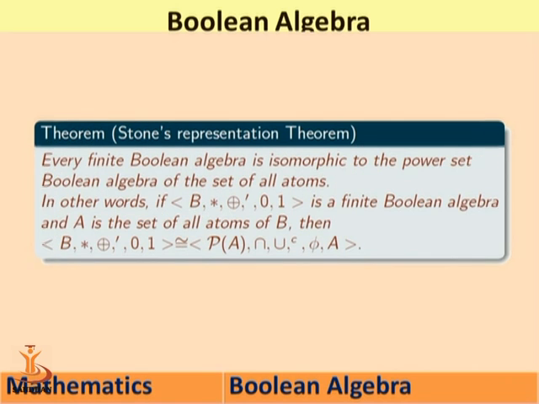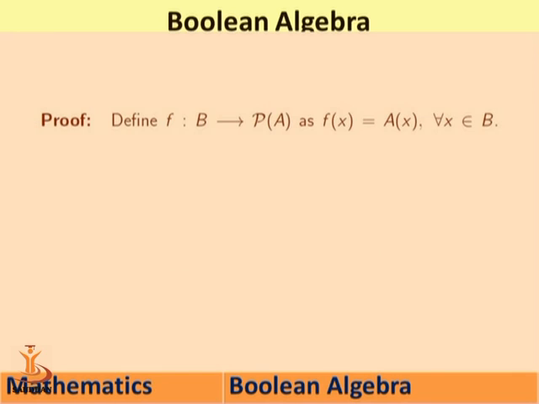Now our next theorem is Stone's representation theorem. This theorem says that every finite Boolean algebra is isomorphic to the power set Boolean algebra of the set of all atoms. That means, in other words, if we have B, star, ring sum, dash, 0, 1 as a finite Boolean algebra and A is the set of all atoms of B, then these two are isomorphic Boolean algebras. Now let us see the proof of that part.